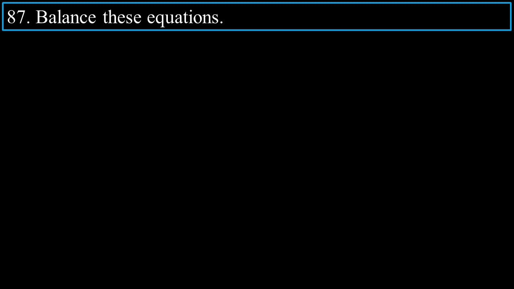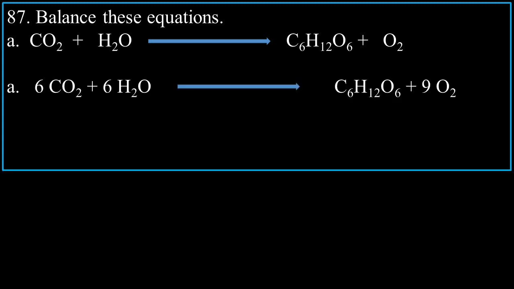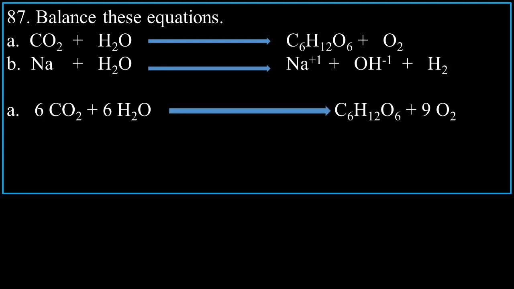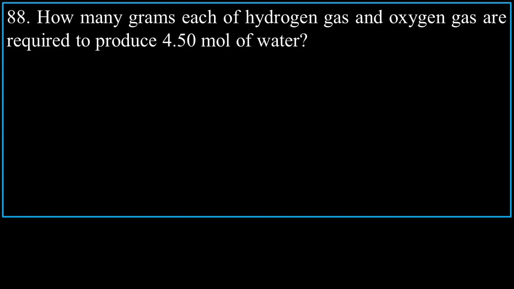Balance these equations. So the first equation will be, let's see, CO2 plus H2O yields glucose and oxygen. So why don't you balance them? So the coefficients will be 6, 6, 1, 6. And then sodium plus water, and those are the ions. It'll be 1, 2, 1, 2, 1. So that's kind of an interesting one to balance.